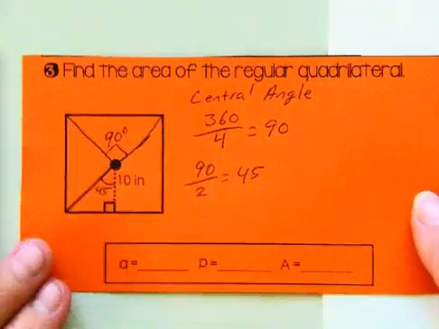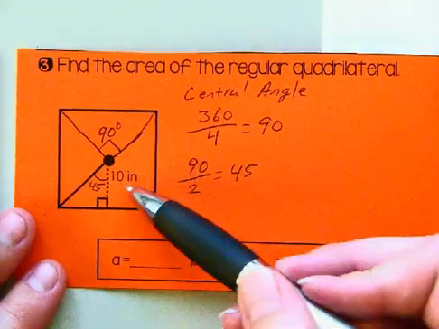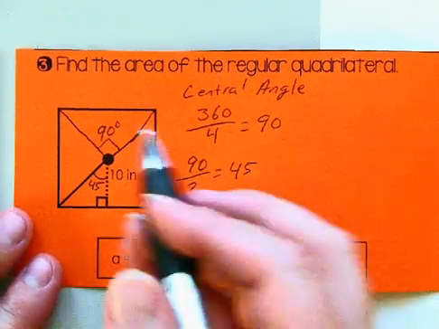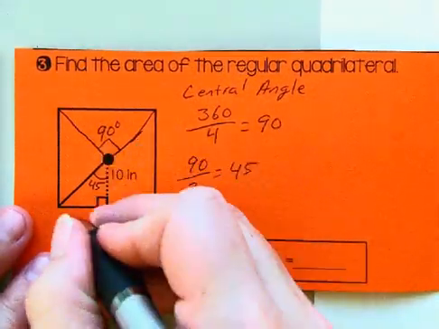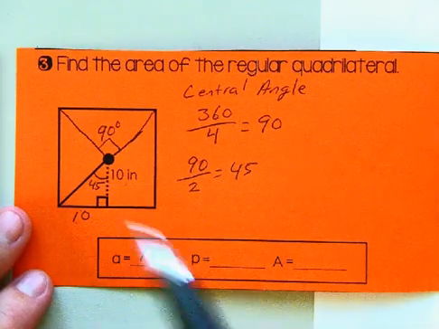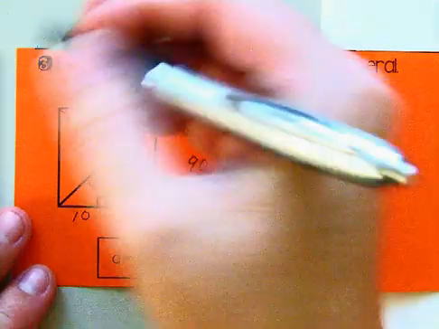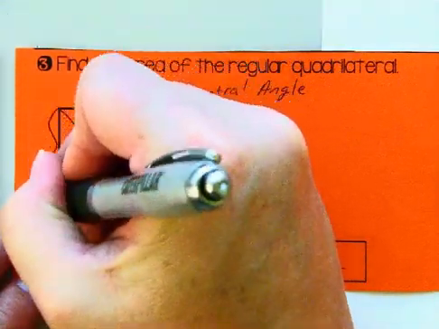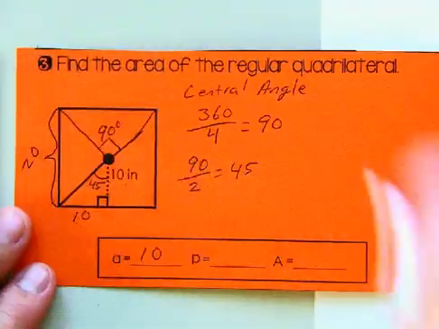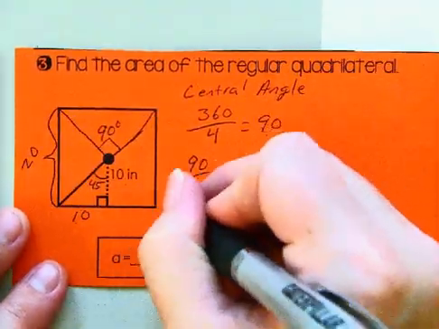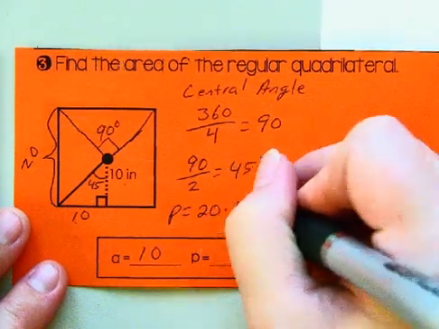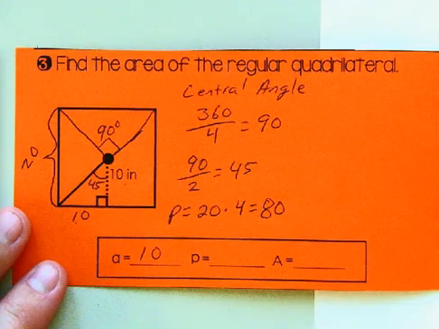Okay, so coming back over to number 3, if the apothem is 10, go ahead and fill that in. We know that the other leg also has to be 10 units because the two legs are congruent. We need to find perimeter, so a whole side. If this piece is 10, the whole side would be 20. So perimeter is 20 times the number of sides, which is 4. So we end up with a perimeter of 80.